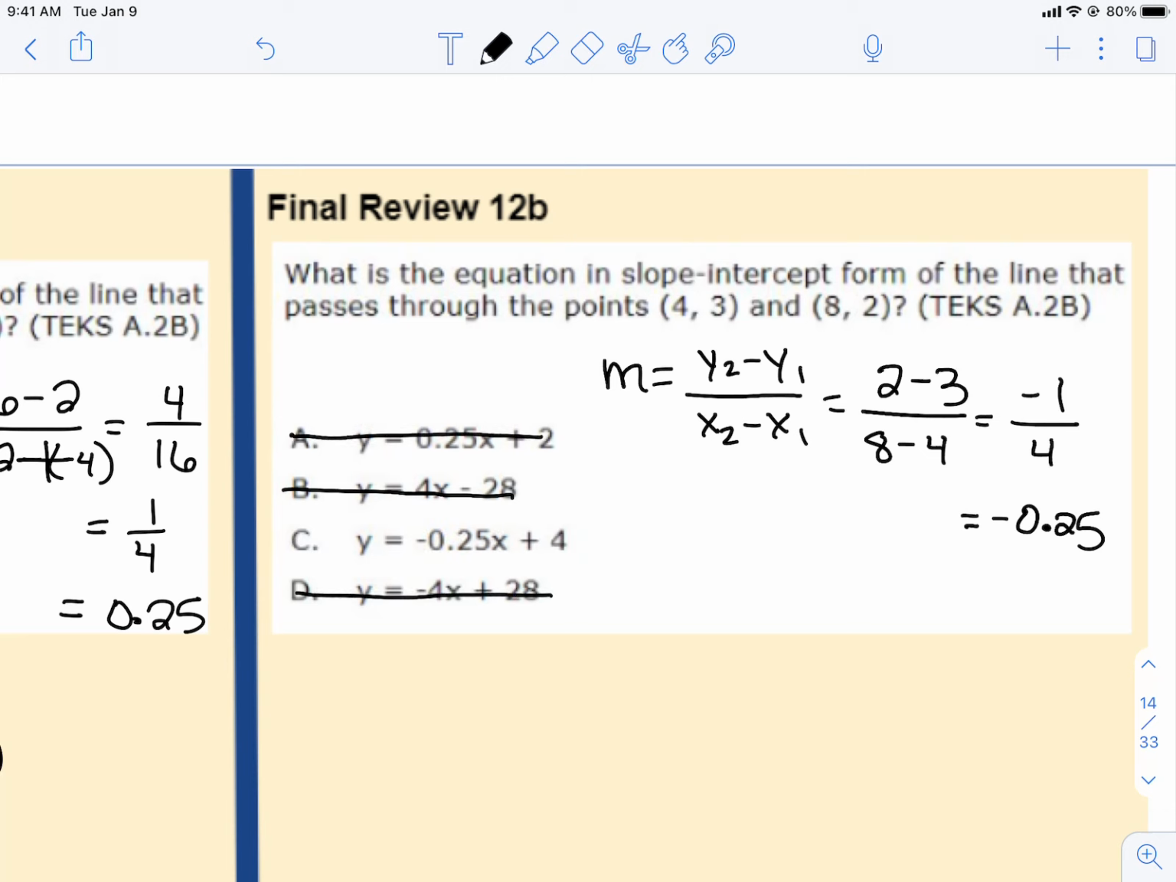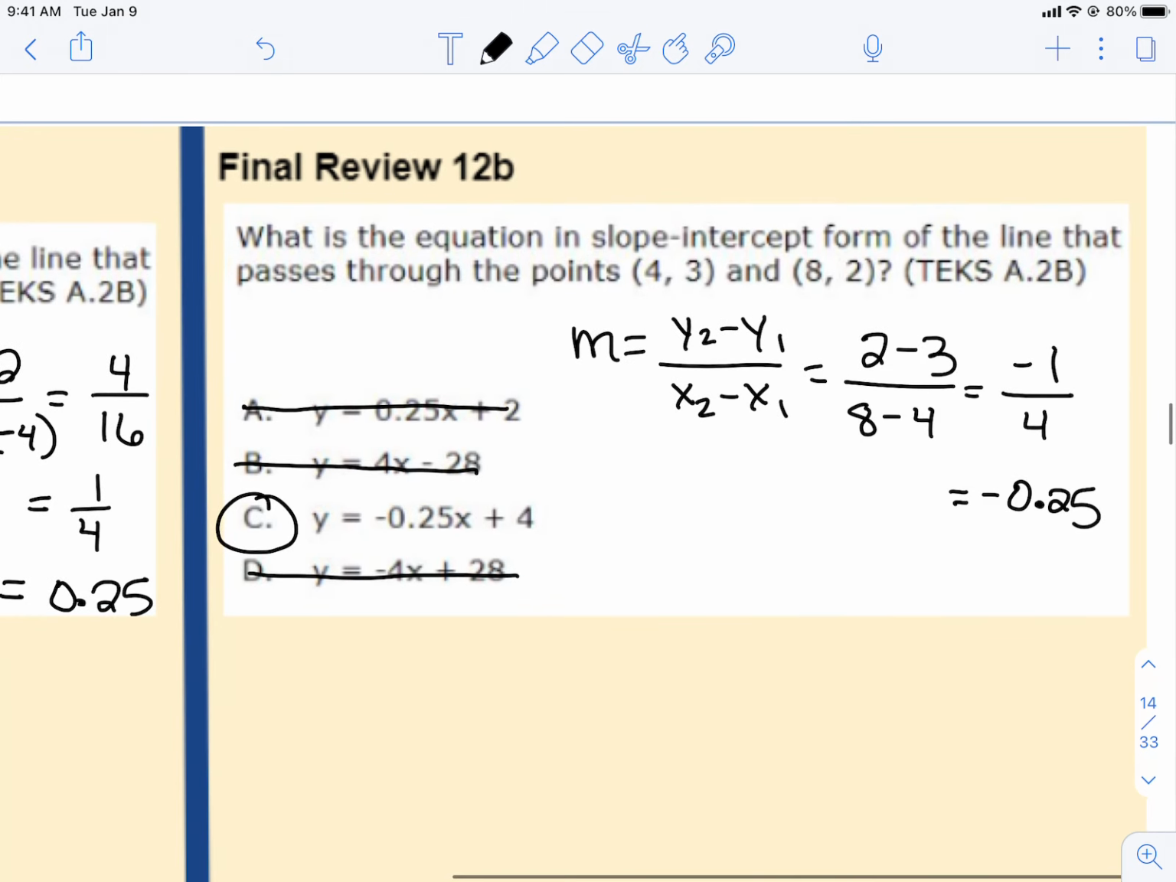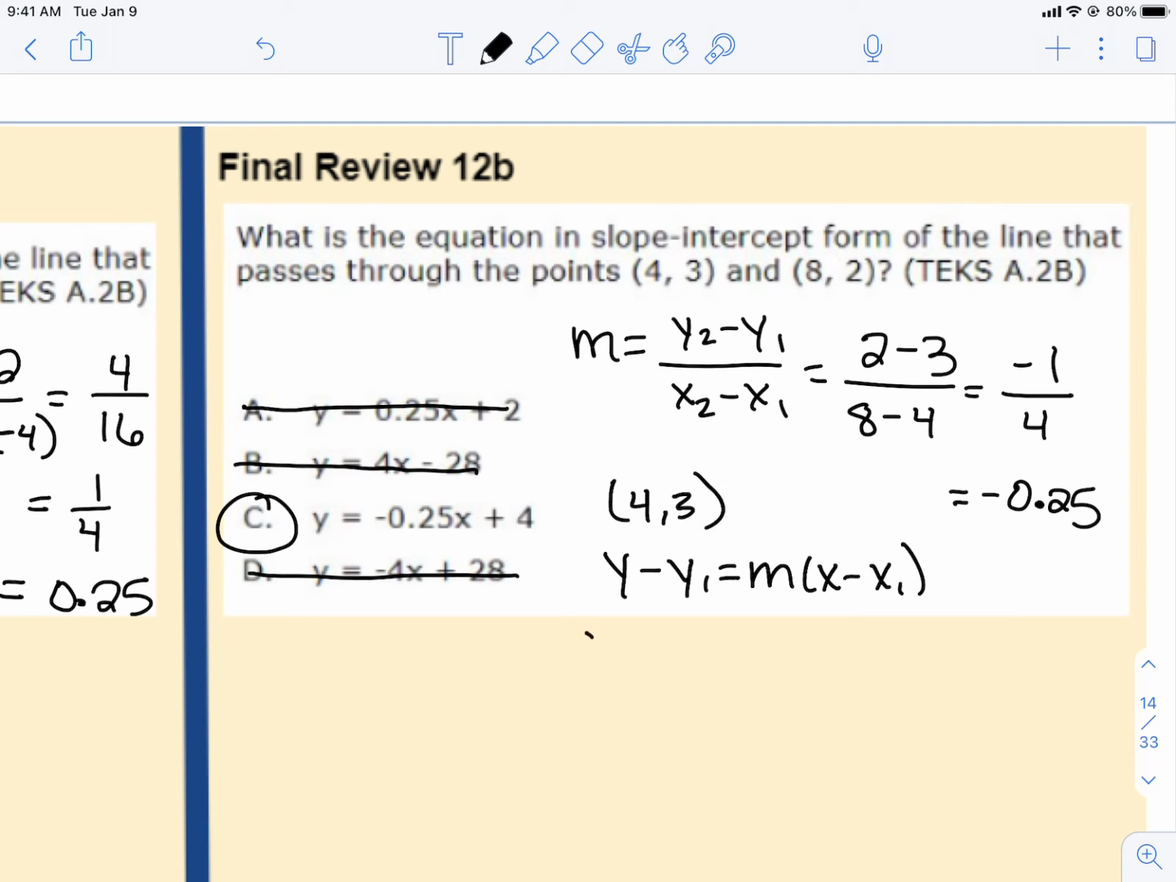I forgot, I skipped over A. So our answer should be C, but let's double check to make sure, because we could have made a mistake with the slope. So I'm going to use a point and the slope, and I'm going to plug it into the point-slope formula. So I'm going to use the point (4, 3). So I have y minus 3 is equal to a -0.25 times x minus 4.